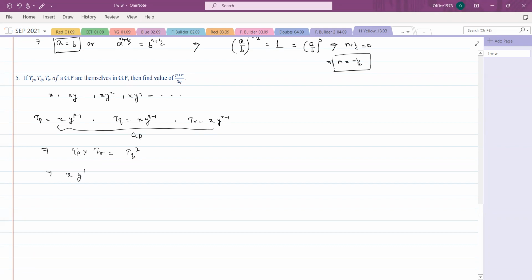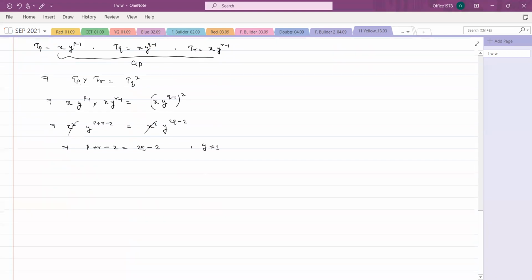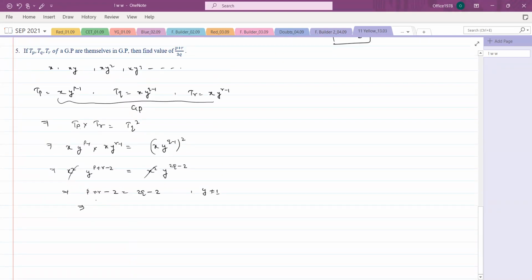Then x y raised to p minus 1 into x y raised to r minus 1 is equal to x into y raised to q minus 1 whole square. That means x square y raised to p plus r minus 2 is equal to x square y raised to 2q minus 2. x square got cancelled. Then the power of both will be the same. So p plus r minus 2 became 2q minus 2, provided y is not equal to 1. Three terms given means y is not equal to 1. So p plus r is equal to 2q. Then p plus r upon 3q: divide by 3q both the sides, you'll get 2 by 3.